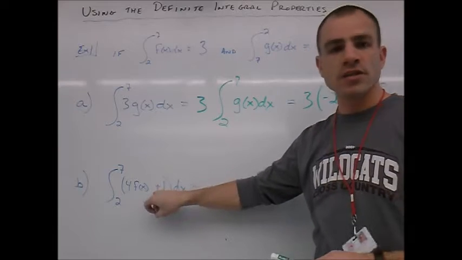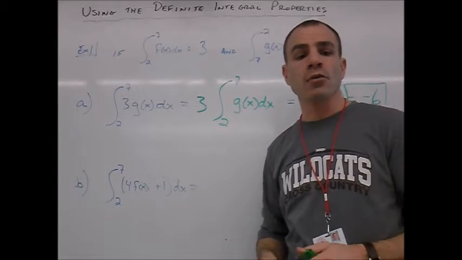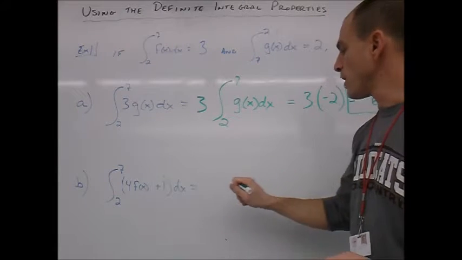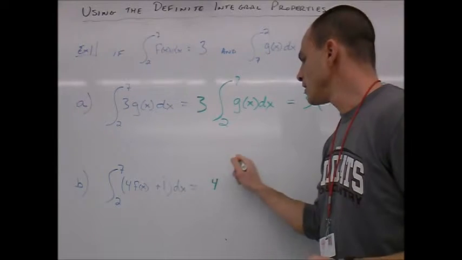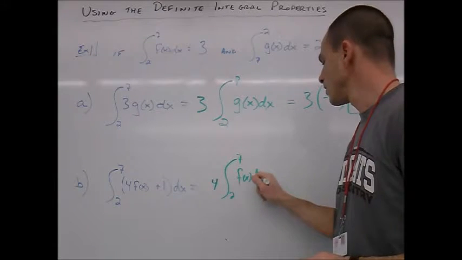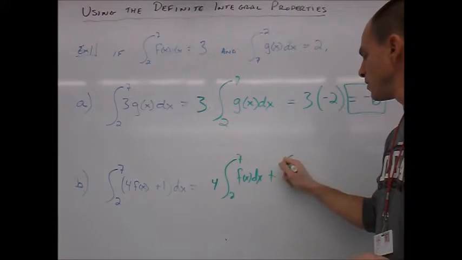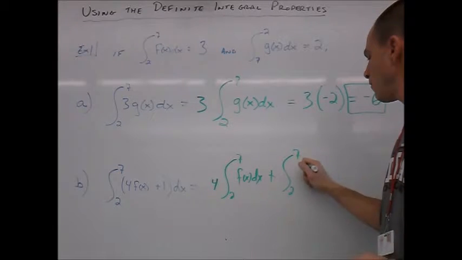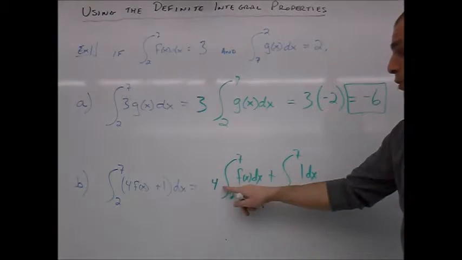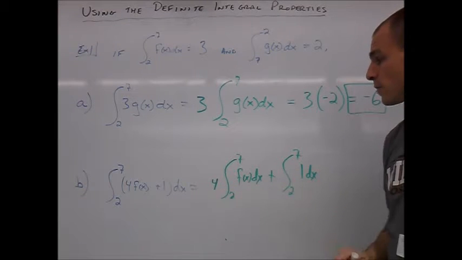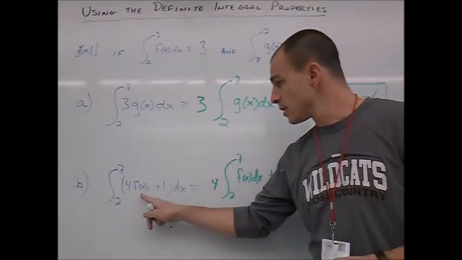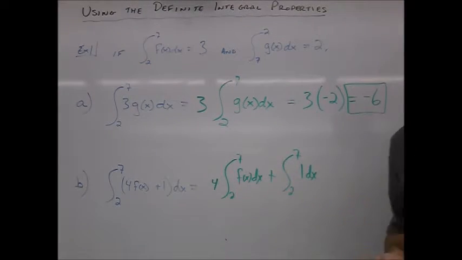We also see that we have a sum in our integrand, and we're allowed to break that up into 2 parts. So what do we have here? We have 4 times the integral from 2 to 7 of f of x dx, plus the integral from 2 to 7 of 1 dx. So we use 2 properties again: the coefficient property of moving the coefficient out front, and then the sum-difference property, where we're allowed to break this single integrand up into 2 integrands.